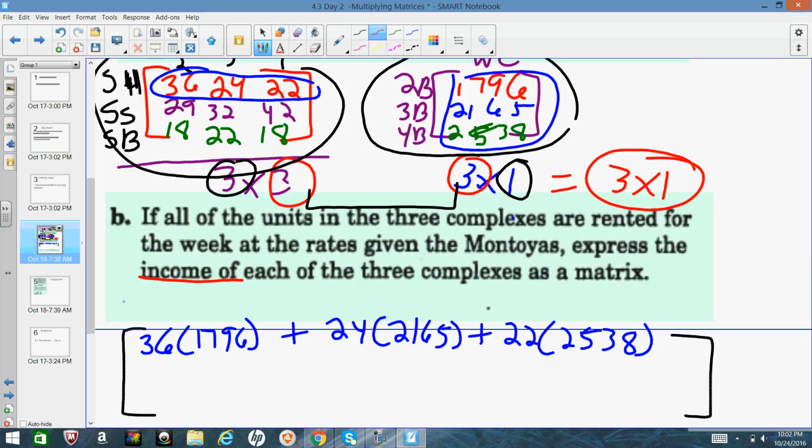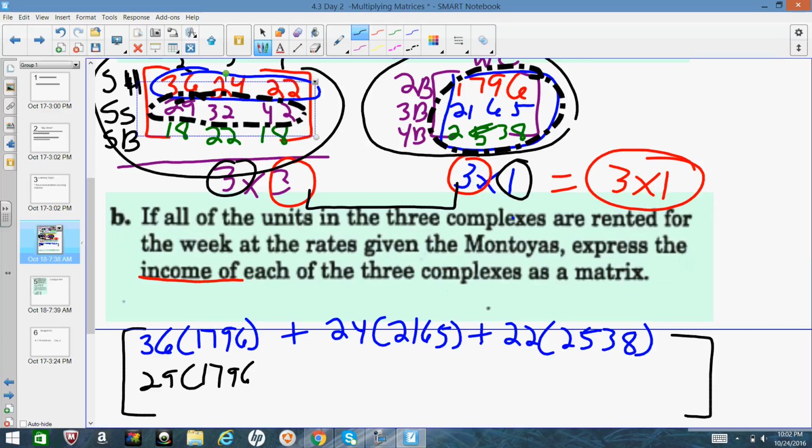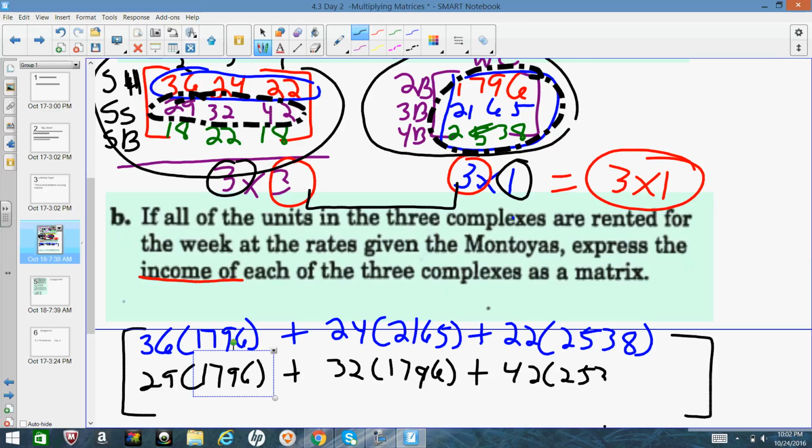Then we'll go black circle. I'm going to take the middle row, times again, the only column of the price. So I'm going to write this in black actually. So I'd have 29 times 17.96 plus 32 times 21.65 plus 42 times 25.38.